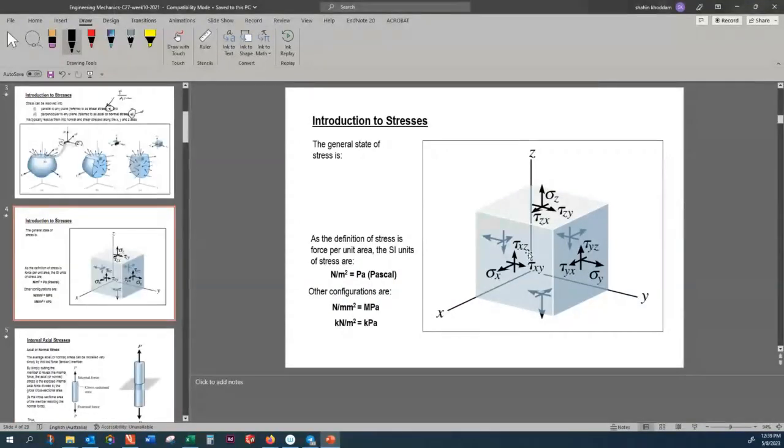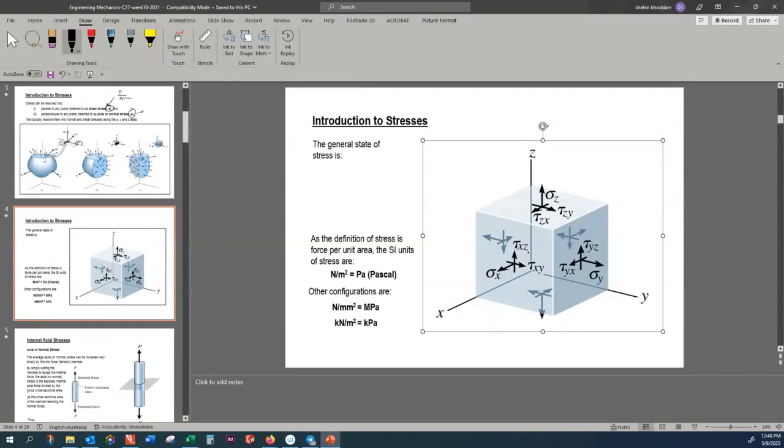Fortunately, in this subject, we are limited to the two-dimensional cases, which is far simpler than that. But keep in mind, in the general three-dimensional case, on each face you will have one normal stress and two shearing stresses. So that's the unit for stress. That is either Pascal, which is Newton per square meter, or Newton per square millimeter.